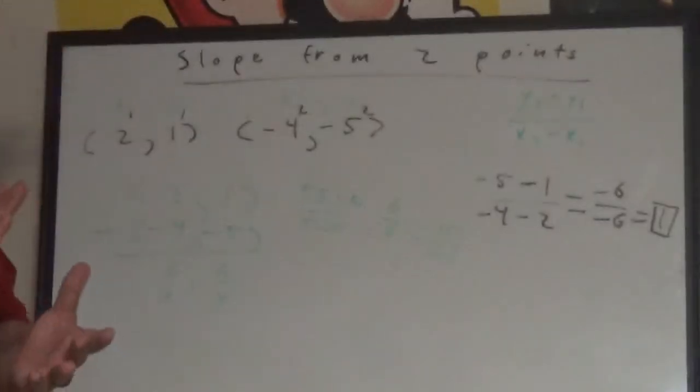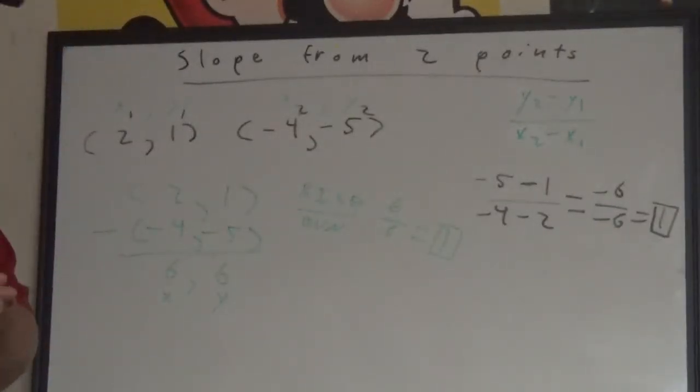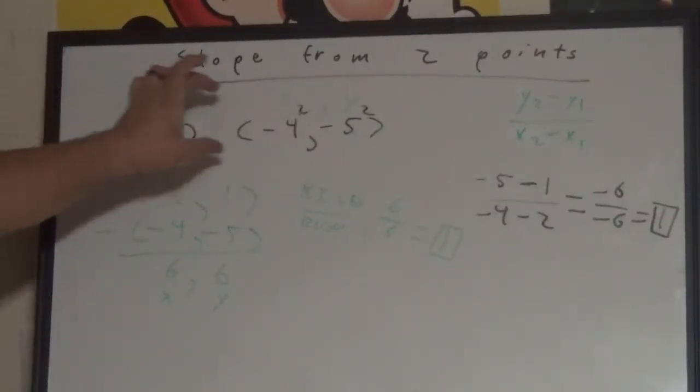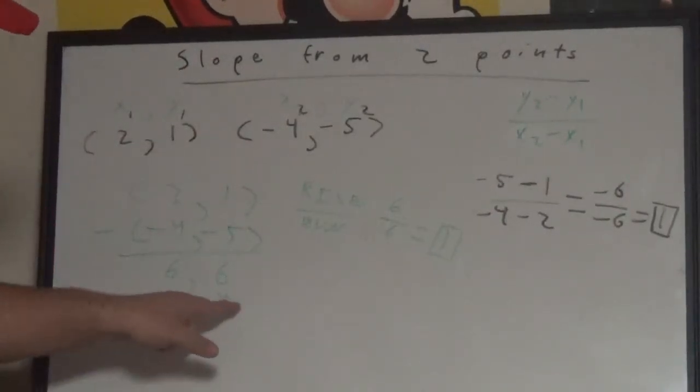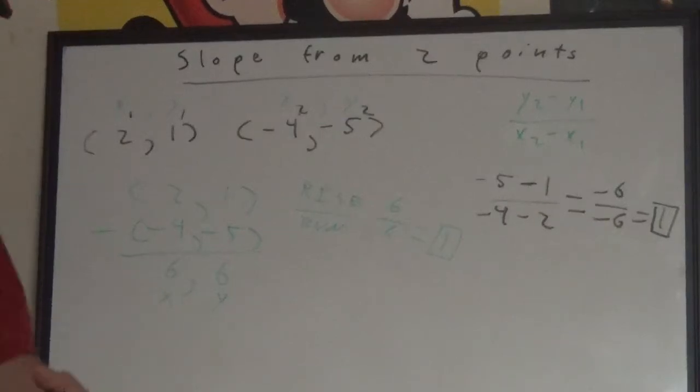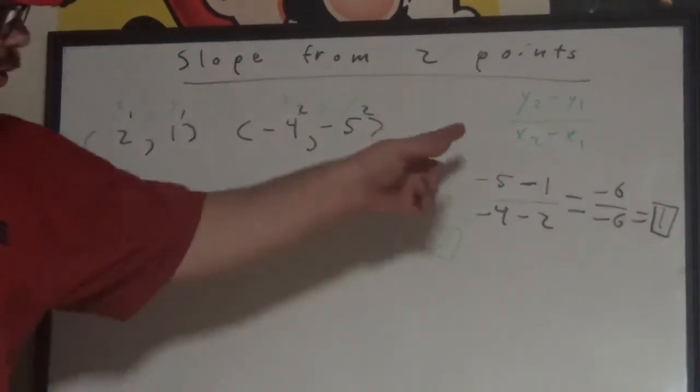Anyway, that's it on finding slope with 2 points. Stack the 2 numbers, subtract them, put your rise over your run, simplify. Or you can use the formula.